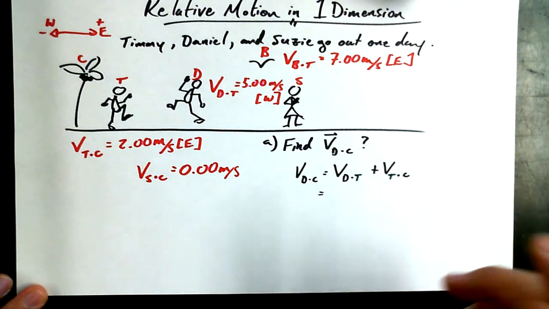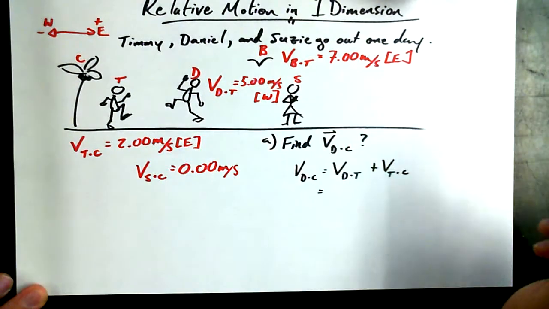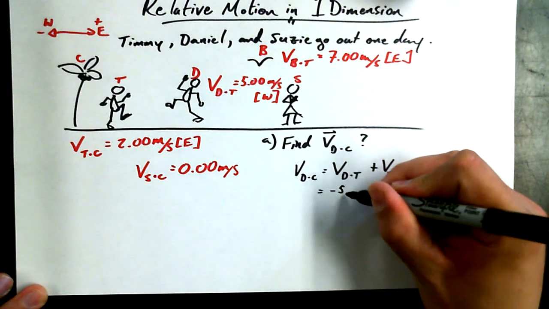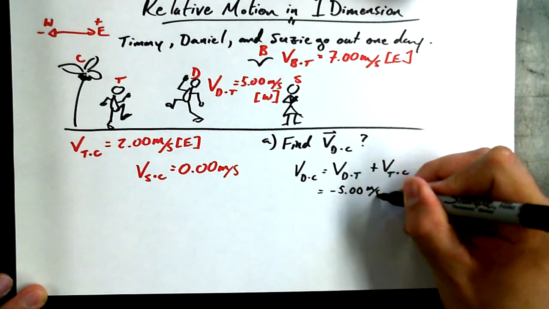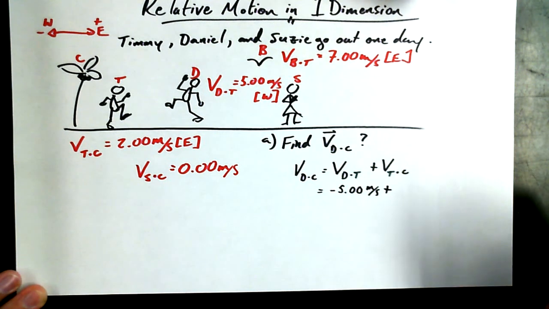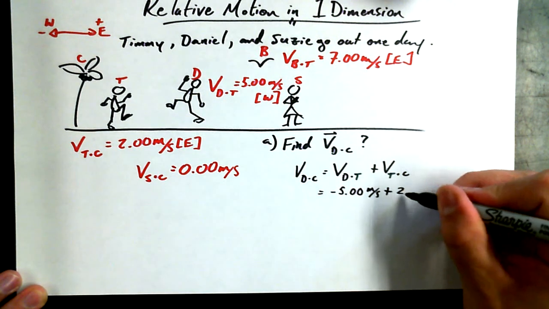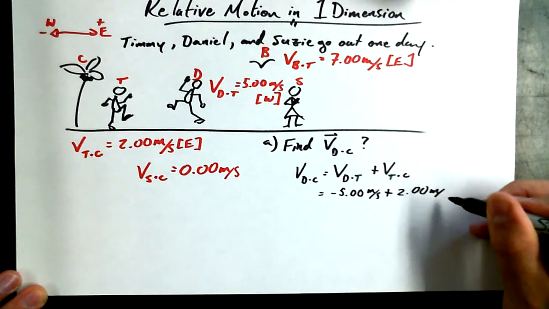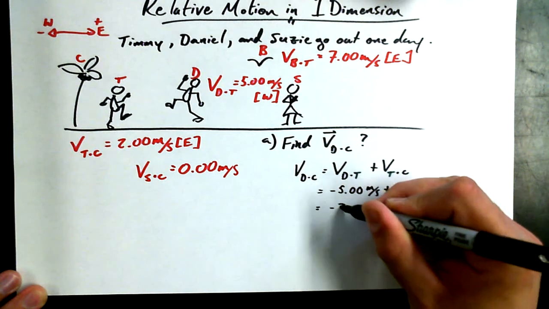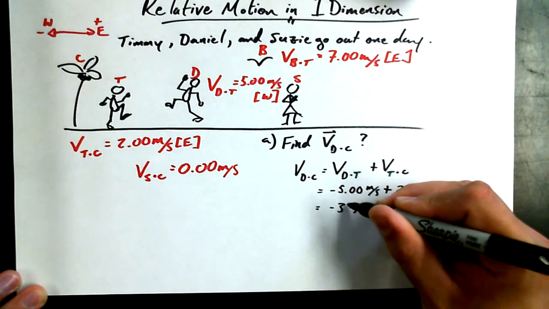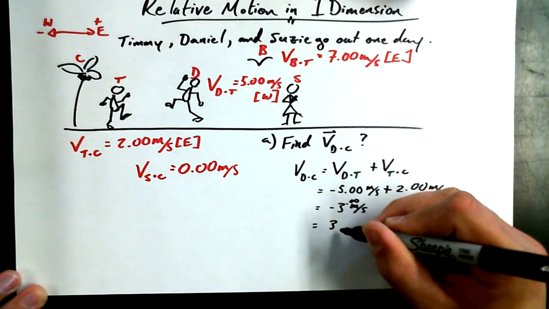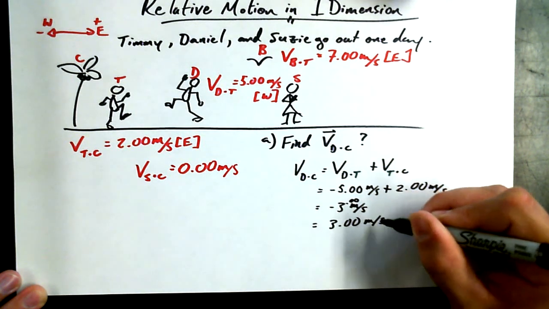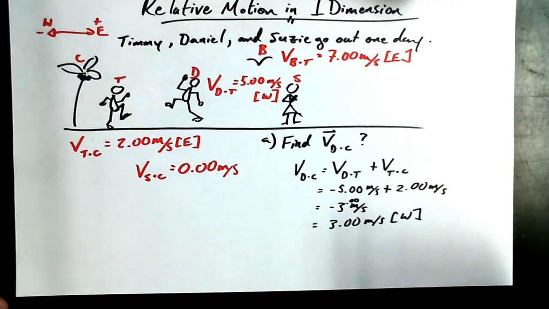So we can sub in some values here. Velocity of Daniel with respect to Timmy, 5 meters per second west, or negative 5 meters per second, plus velocity of Timmy with respect to the coconut tree was 2 meters per second east, or positive 2. And so we get negative 3 meters per second, or I should say 3.00 meters per second west. In other words, Daniel is going towards the coconut tree at 3 meters per second west. Reasonable. And we can sort of decode things here.